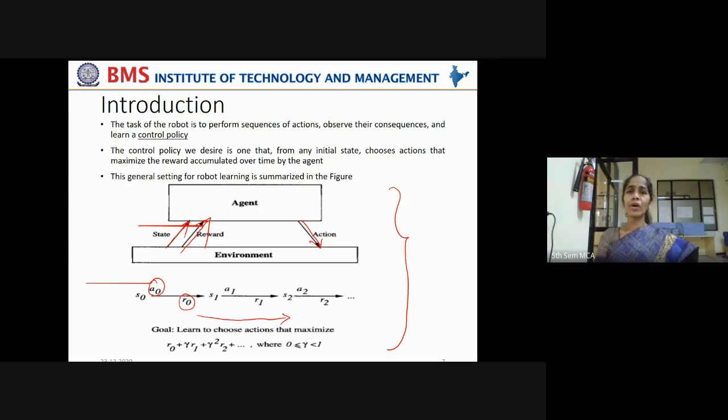In this case, we assumed R0 as a delayed reward. Why? Because the reward for an action taken by the agent to move from one state to another state is not known until that action is taken. Right? That is why it is called a delayed reward.